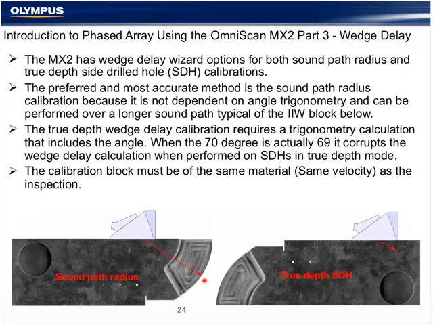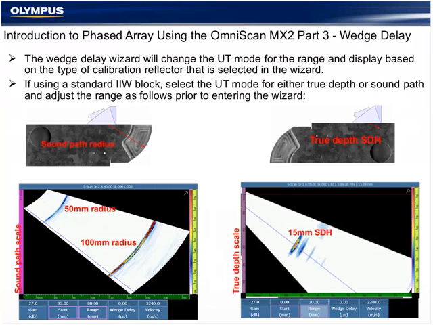When we use a radius instead of a side drilled hole, we are removing angle error from the equation. So we get a much more accurate wedge delay by not making it dependent on the size of the hole, the position the angle is hitting the hole, or any angle error as a result of velocity differences.